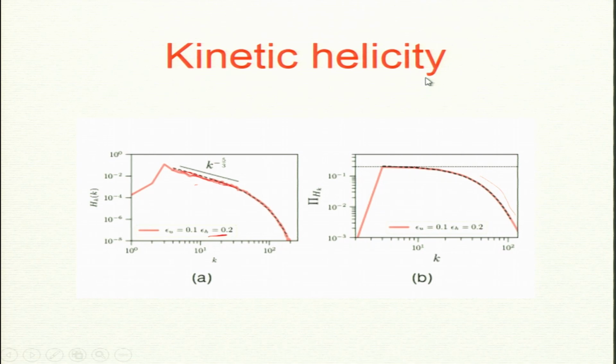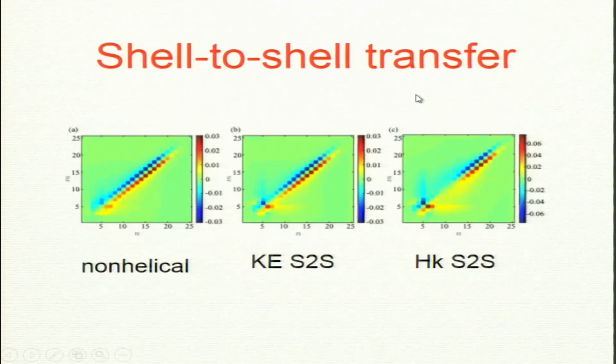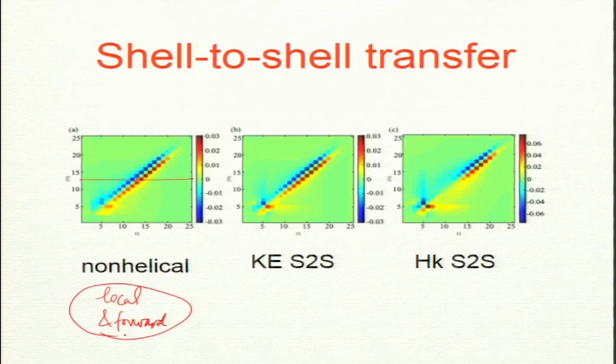We can also look at shell to shell transfers. Non-helical, which we did before, is forward. For any shell, the diagonal is 0, the next neighbor off the diagonal is positive, and the lower left neighbor is negative. That is called local and forward. This is a property of 3D turbulence. This is pure kinetic energy, non-helical, which we computed.